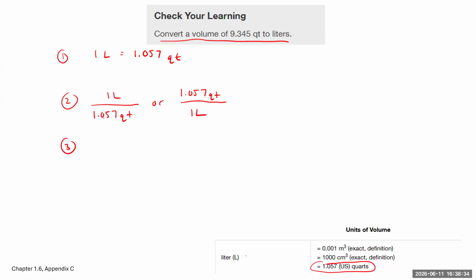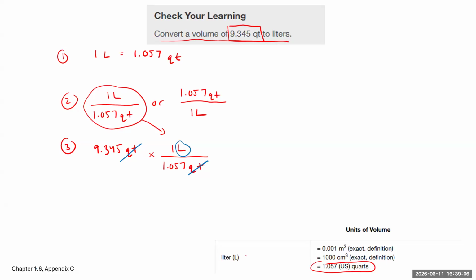Step 3, write the original value you're trying to convert. And then we're going to choose the fraction that matches this unit with the units on the bottom. So we're going to use this one since quarts are on the bottom, right? Times 1 liter over 1.057 quarts. So if you look what cancels out, quarts cancel out, and we're left with liters, thankfully. So we have liters at the end.